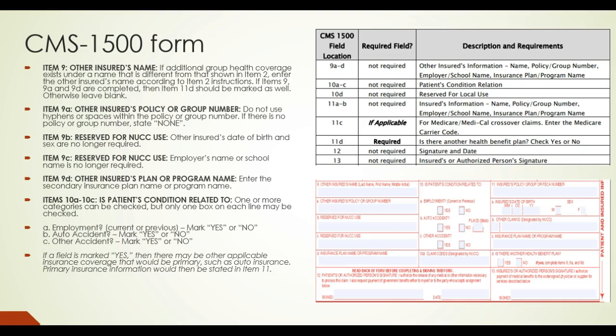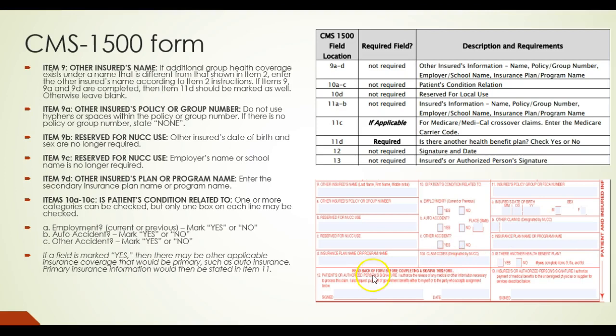Usually it's not something. Is that 11? I'm looking at 11B. 11B is not required. 11C, only if applicable, you want to put in the insurance plan name or program name. For 11D, if there is another health care benefit plan, you want to mark it yes or no in 11D. Okay?